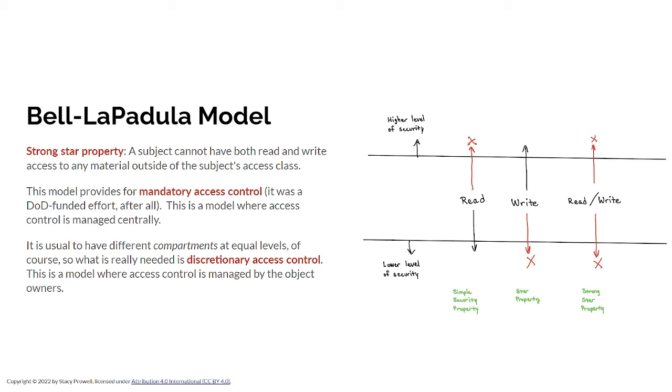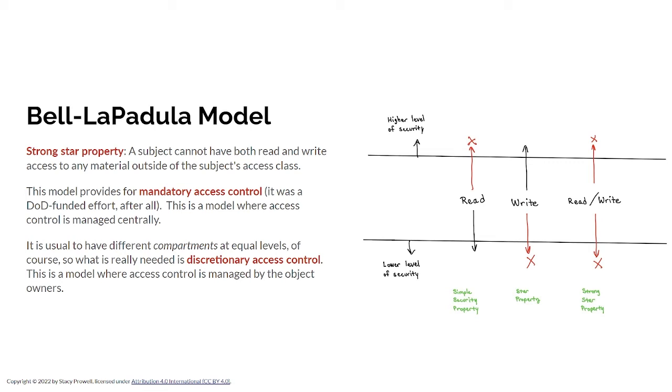This model is what we would call a mandatory access control model. It's a model where access control is managed centrally. Somebody, called a derivative classifier or an original classifier, is making a decision about where information should live in this system, and then the rules are set up to preserve the confidentiality of that information. And it's usual to have different compartments at equal levels, of course.